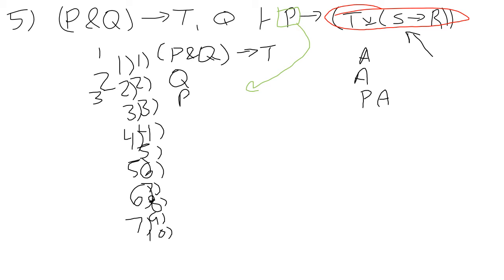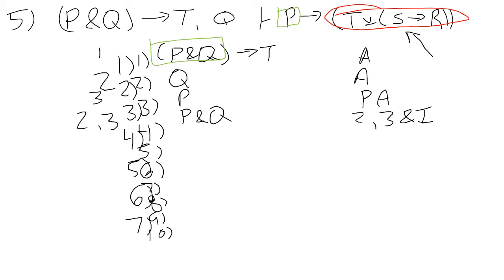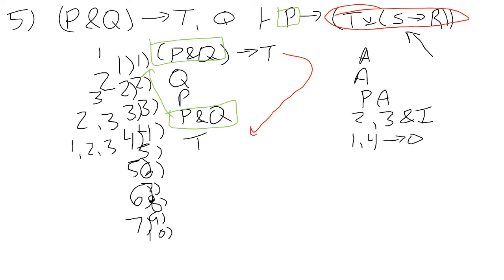So what can I do to get the T? I need to do arrow out. I've got an antecedent here. I don't have it in my proof just yet, but I can build it with what I've got from 2 and 3, ampersand in, 2 and 3. Now I've built the antecedent to my conditional statement. I can kick out my consequent down here from 1 and 4, arrow out. And that's going to be 1, 2, and 3.